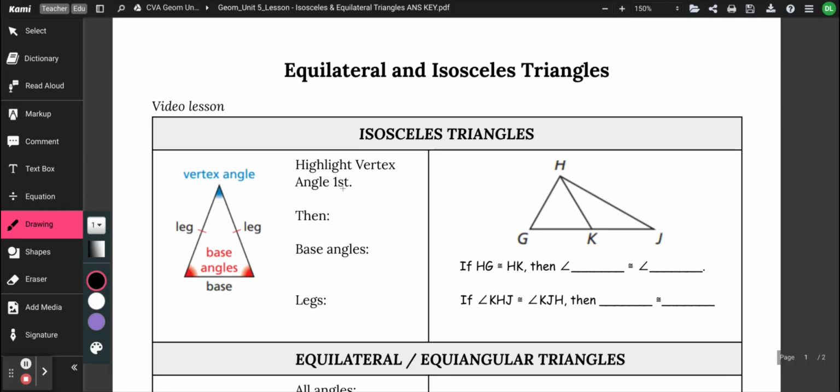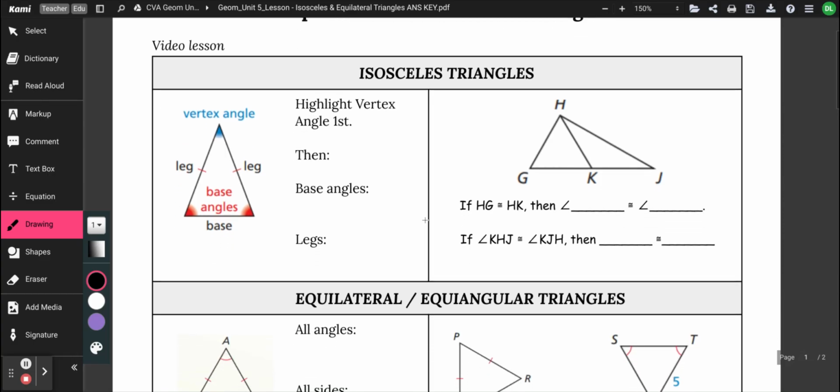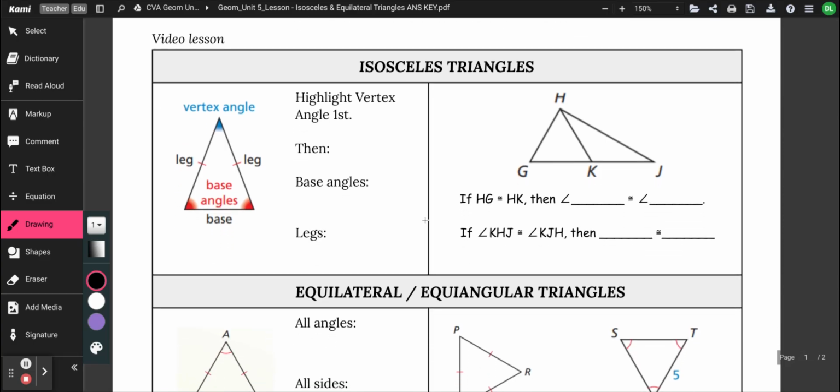Okay, so with isosceles triangles, we know that means they have two congruent sides, and that also means they have two congruent angles. The important thing to remember is that the sides that are congruent and the angles that are congruent have a specific location. So when you're given an isosceles triangle, the first thing you want to do is highlight the vertex.